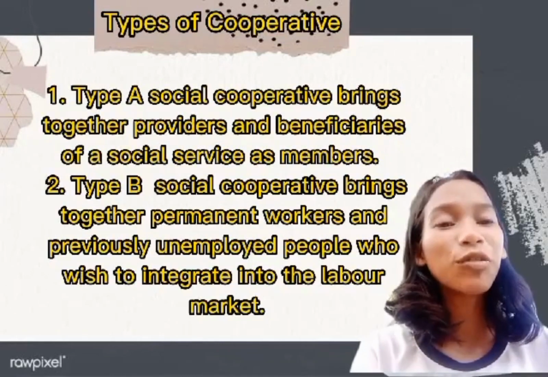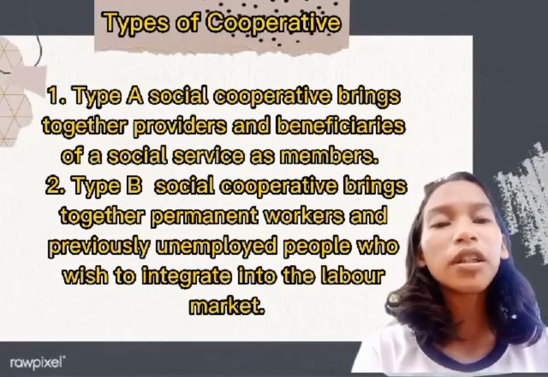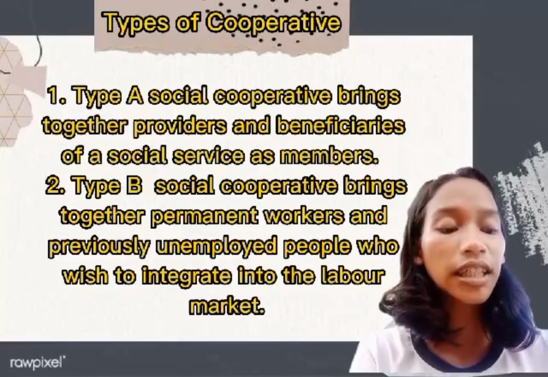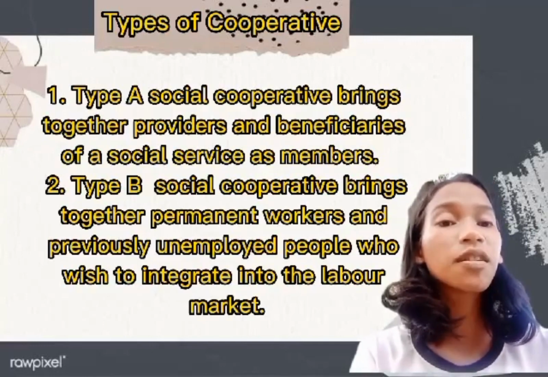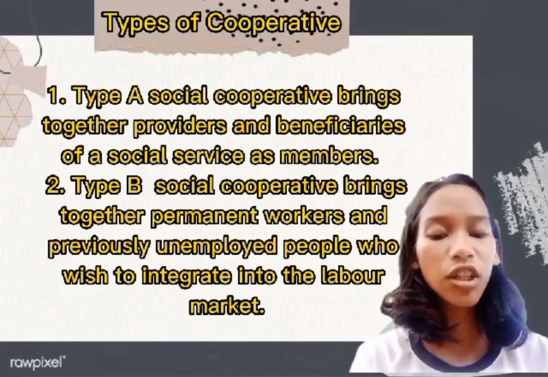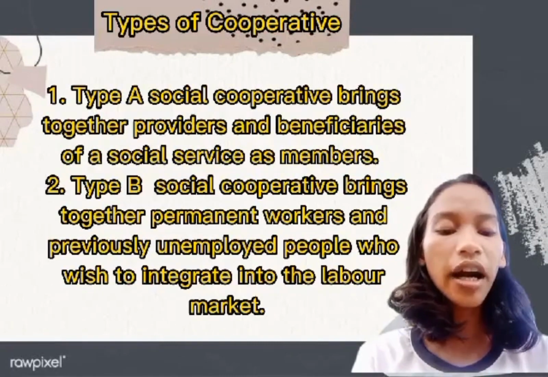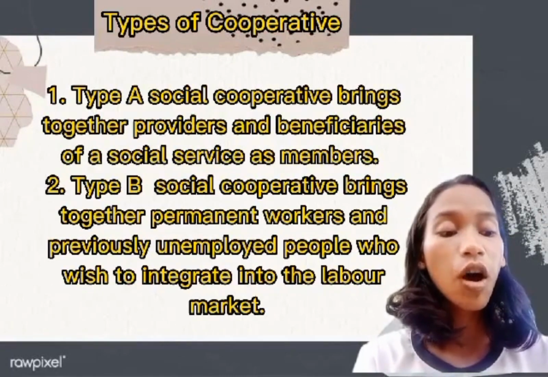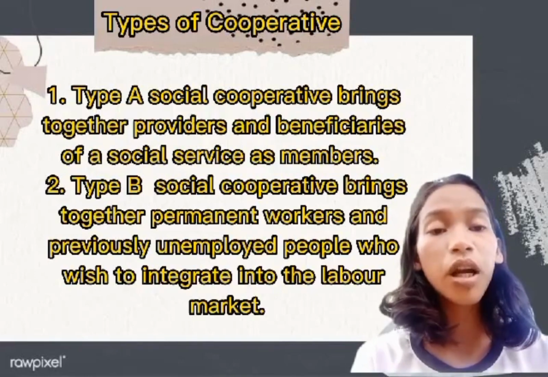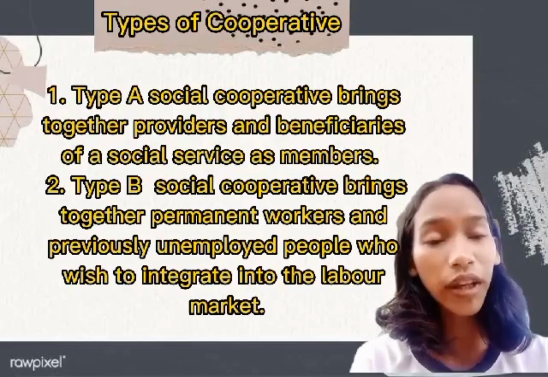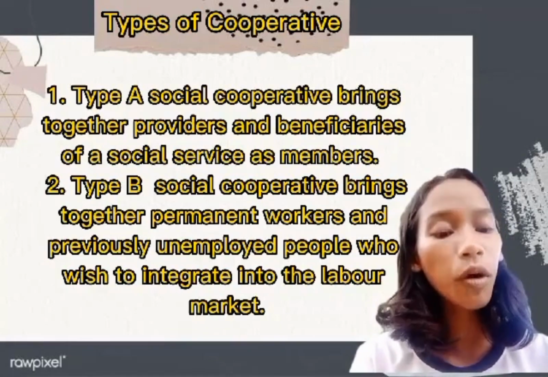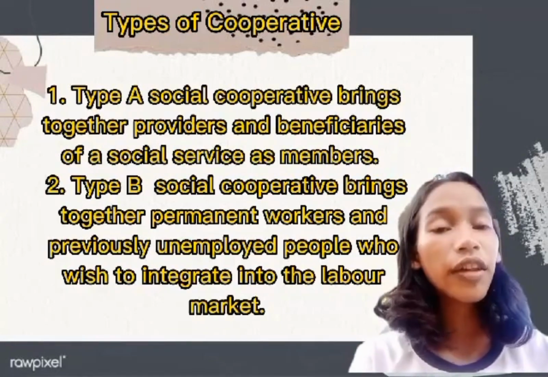Types of social cooperative: the type A and the type B social cooperative. The type A social cooperative brings together the providers and beneficiaries of social services as members. They provide health, social, or educational services. An example of this is a health service cooperative. One of the health cooperatives I've searched is the Precious Life Health Service Cooperative located in Agusan del Sur. It is a birthing clinic. They help pregnant women to safely deliver their baby.